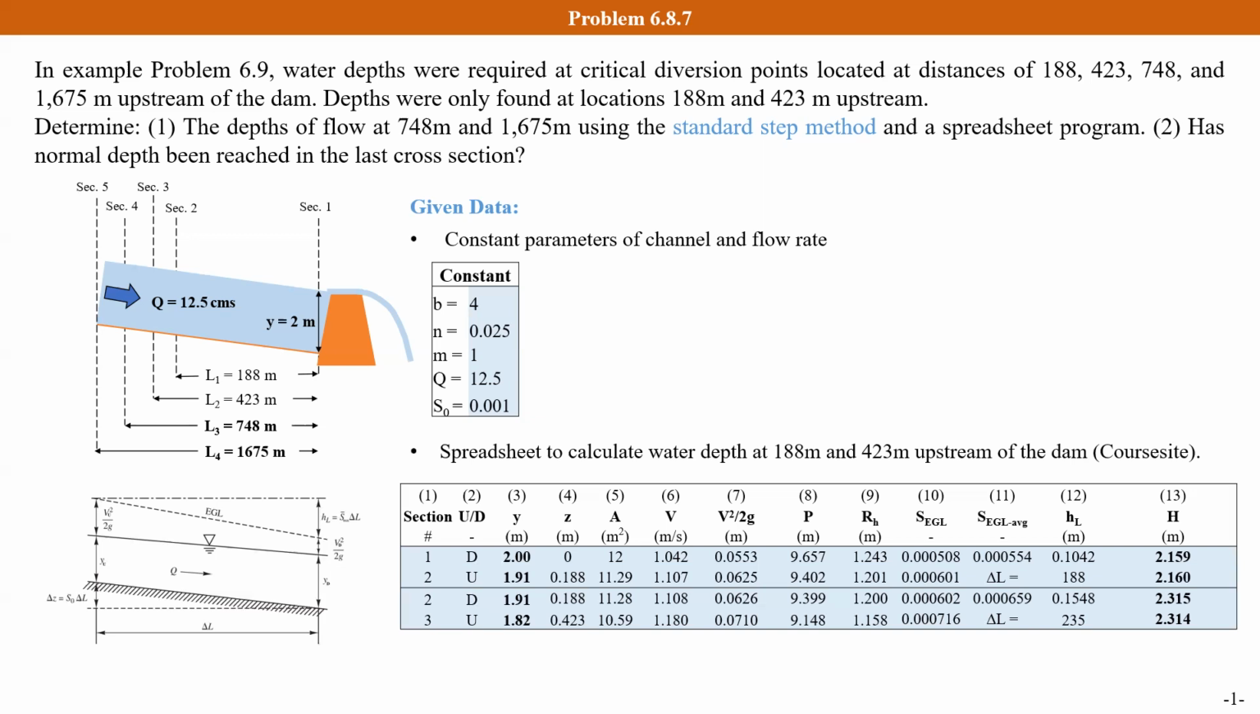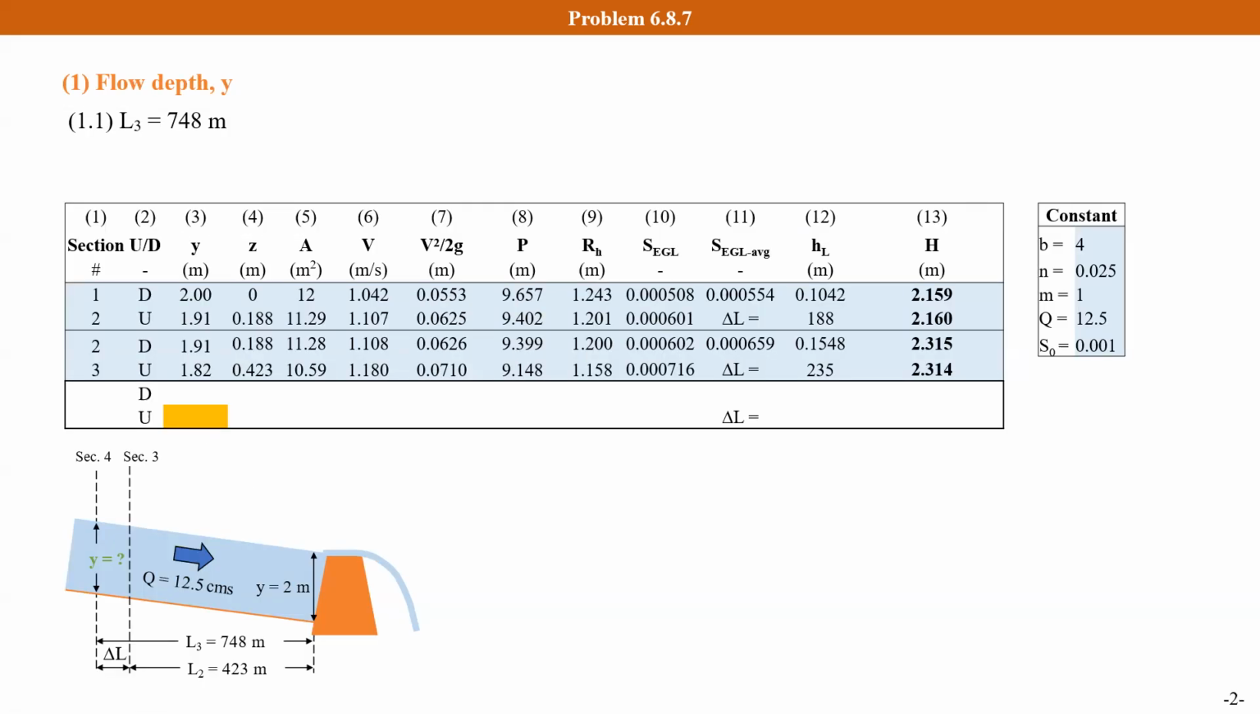locations upstream. Let's first calculate the water depth at 748 meter. To do that, first we need to fill out the section number and delta L. Let's take a look at the figure on the left-hand side. Based on the different distance to the dam, we divided the whole channel into different sections because we want to calculate the water depth at 748. So we need to set the downstream at section 3 and upstream at section 4.